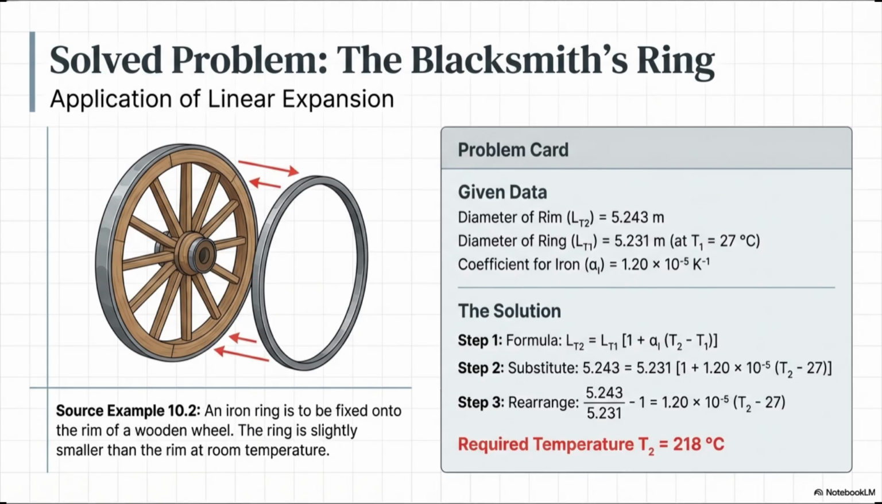Well, let's break it down. It's basically a simple three-step recipe. First, we pick the right tool for the job, which is the formula for linear expansion. Second, we just plug in the numbers we already have: the ring's starting size, the size it needs to be, and a special number for iron called its coefficient of expansion. And third, you just do a little algebra to solve for that final temperature. And boom, the math tells us the answer: 218 degrees Celsius.